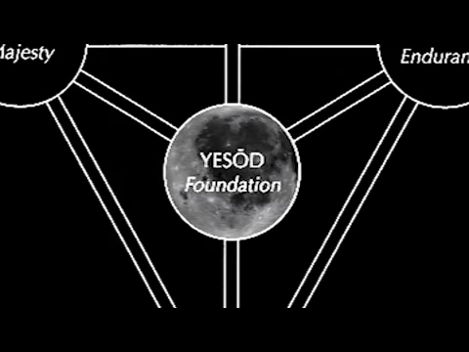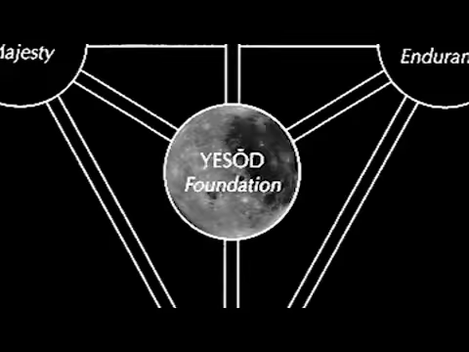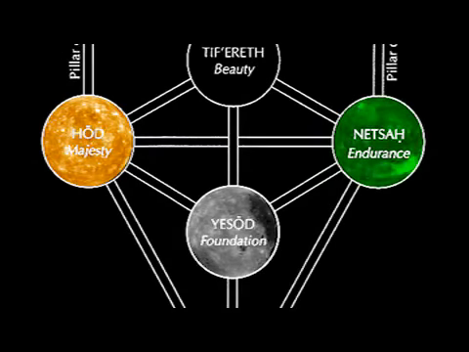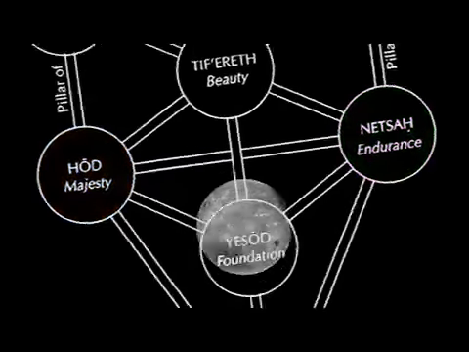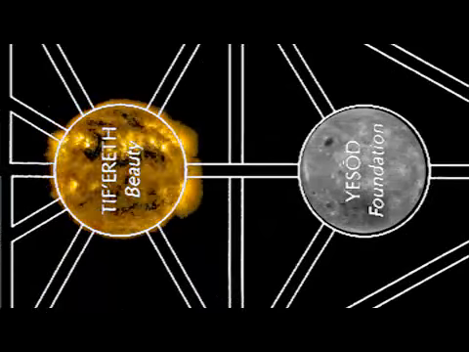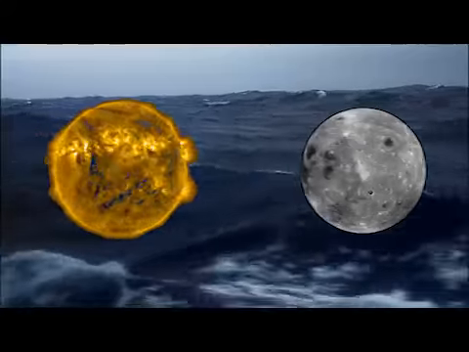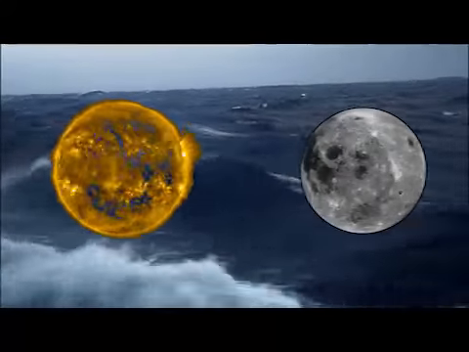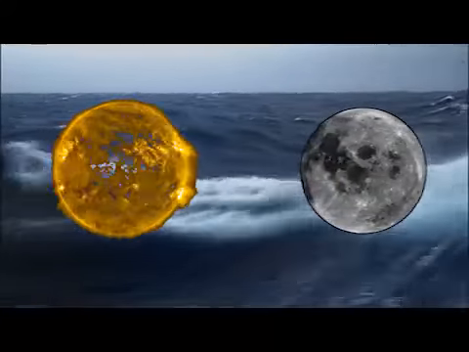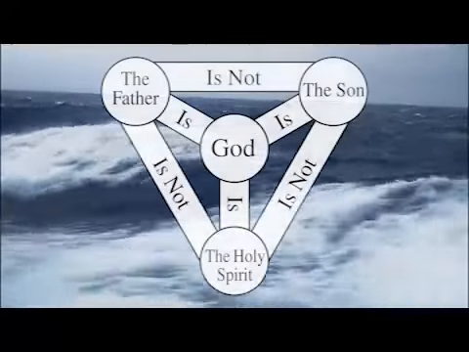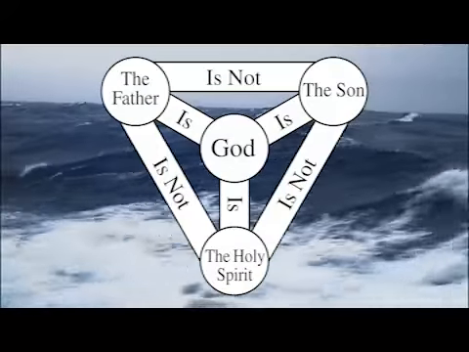The next realm is Yesod, or foundation. This realm balances the realms of Hod and Netsah. It also balances the realm of Tifereth. The realm of Yesod is the feminine aspect of the pillar of mildness. It is the realm of imagination represented by the moon. In Christianity, it is the part of the Holy Trinity known as the Holy Spirit or the Holy Ghost.